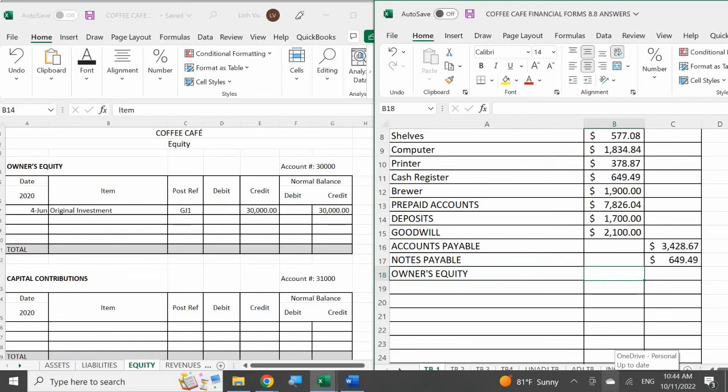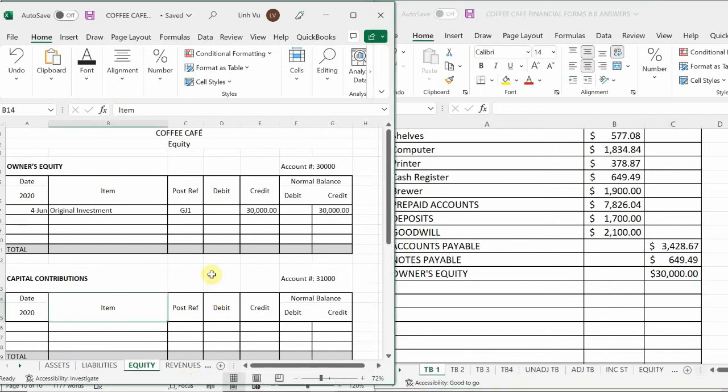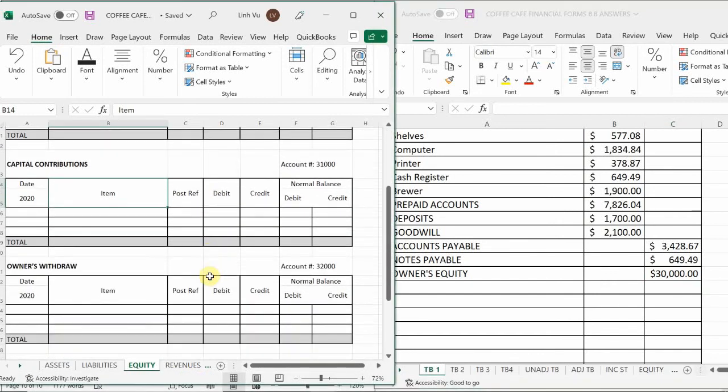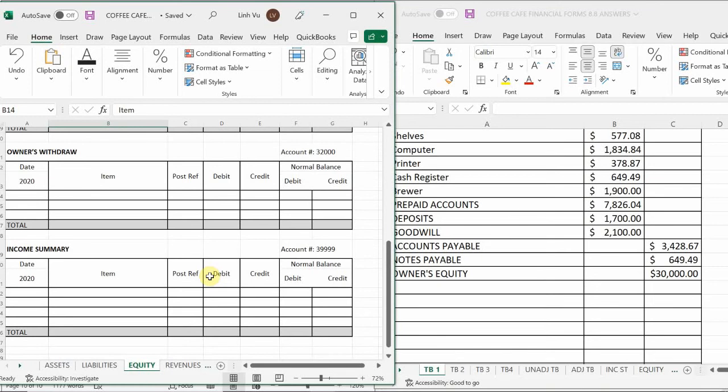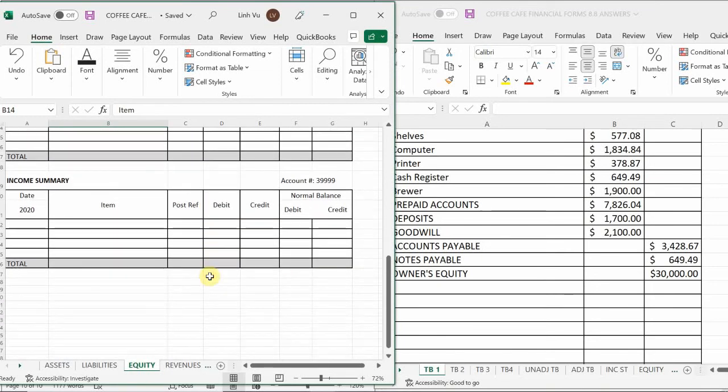What was my original? $30,000. Yes, $30,000 as my original investment into my coffee cafe store. Okay, for $30,000. Anything else? Any capital contributions? Any owner's withdrawal? Okay. Income summary, also known as your retained earnings, does not exist right now because we haven't closed our accounting period yet. So in this case, we're done with our equity.